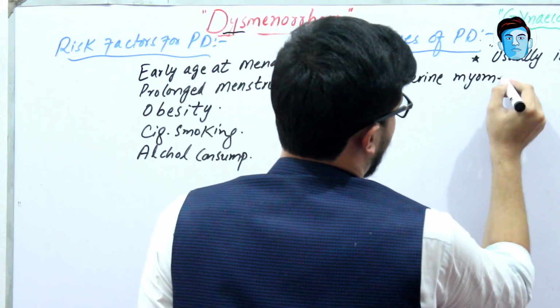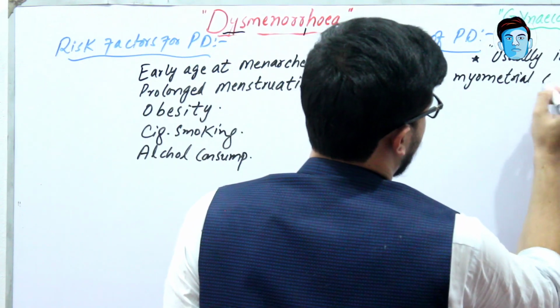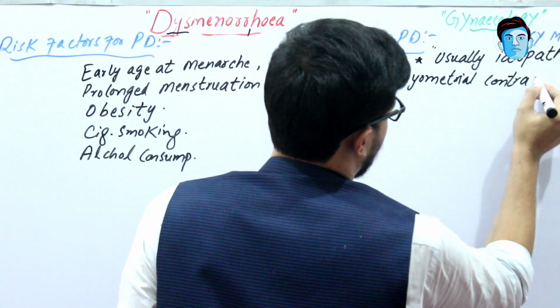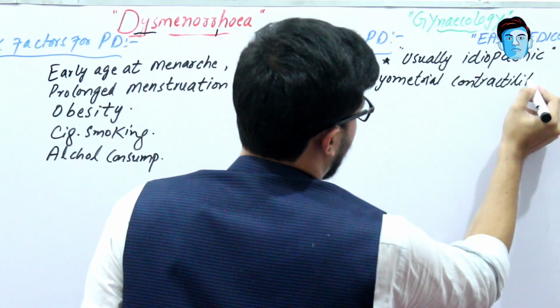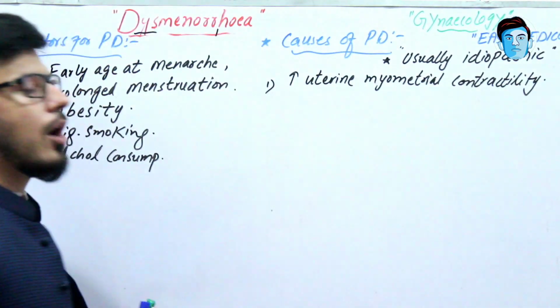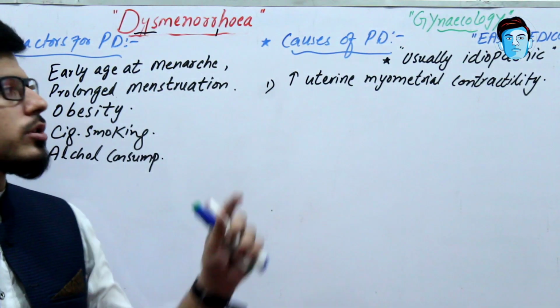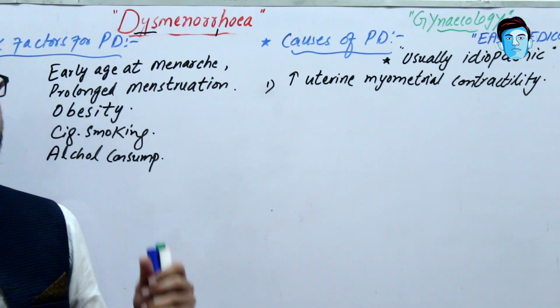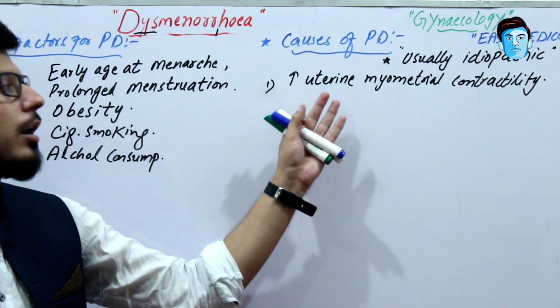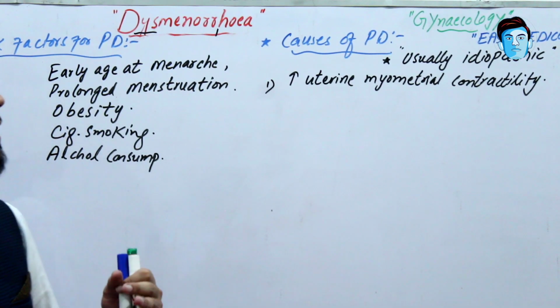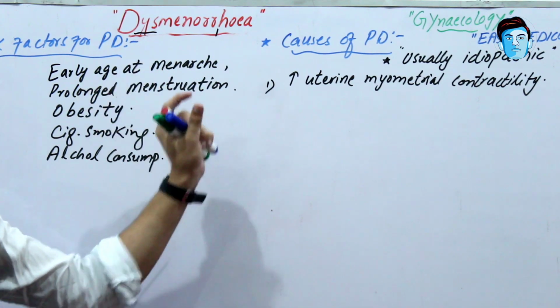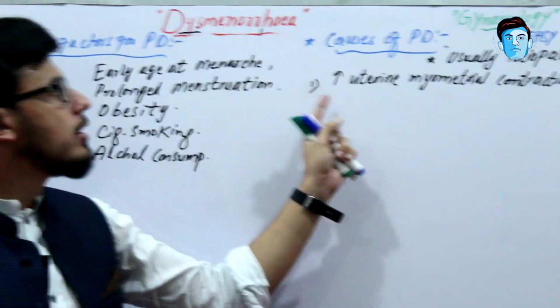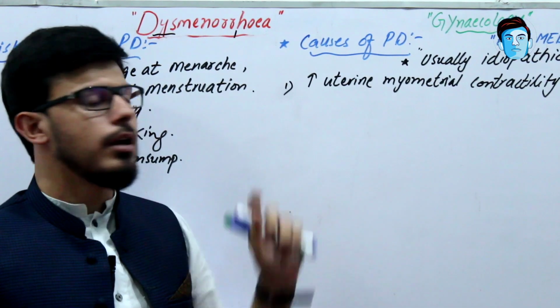myometrial contractility. As you know, the uterus consists of three layers: outer layer, middle layer and inner layer. The outer layer is called perimetrium, the middle layer is called myometrium, while the inner layer is called endometrium. So the major cause for primary dysmenorrhea is increased uterine myometrial contractility.